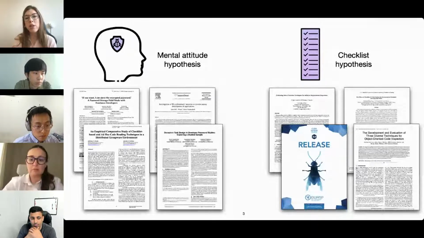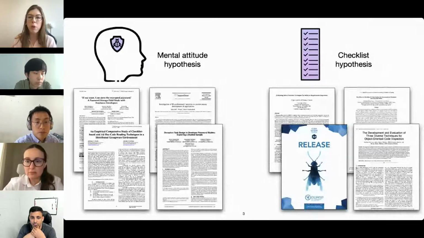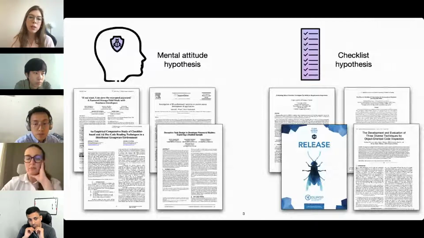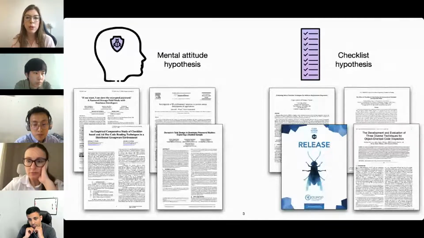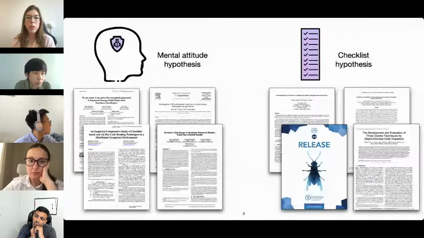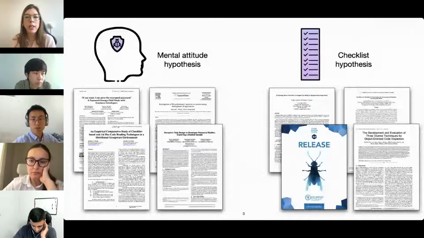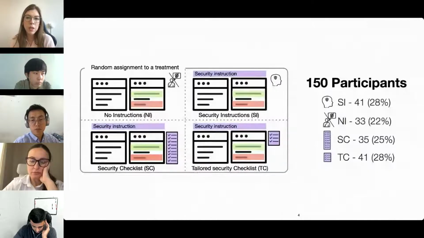And in addition to that, the use of checklists to support developers in code inspections has been studied with positive results. Yet, the effectiveness of the checklist in contemporary practice and to support vulnerability detection has not been established yet. To investigate these 2 hypotheses, we ran an online experiment with 150 participants who reviewed some code with 2 vulnerabilities in it.